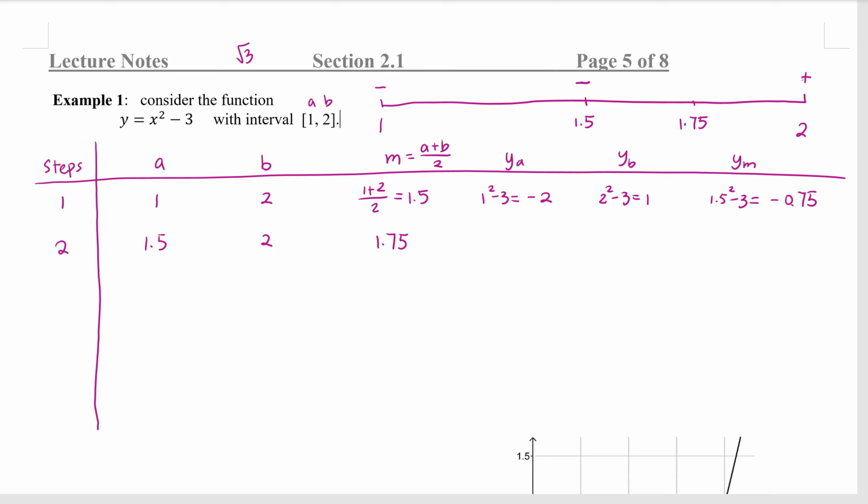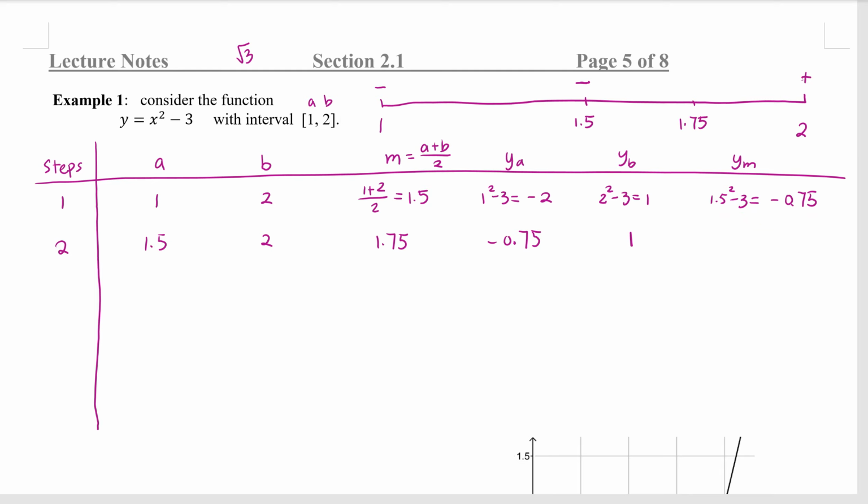YA is f of 1.5, but it's the same. We calculated this before, so we don't need to calculate it again. Let's copy it down. So that is minus 0.75. And then YB, what's YB? B is 2, so YB is this guy, 1. So each step you only calculate the new number, which is f of the midpoint.